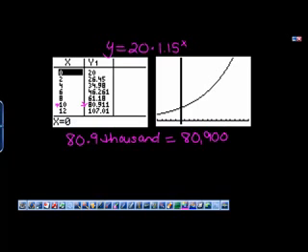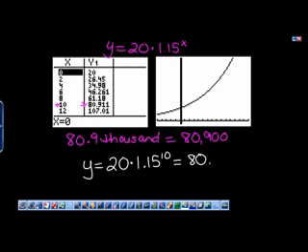If you don't have a table of values in front of you, you can simply plug in 10 for our x. Y, the population, equals 20 times 1.15 to the power of x, x being the number of years. If we want to find the population after 10 years, we make that exponent 10. Plugging that into your calculator, you will get 80,911.